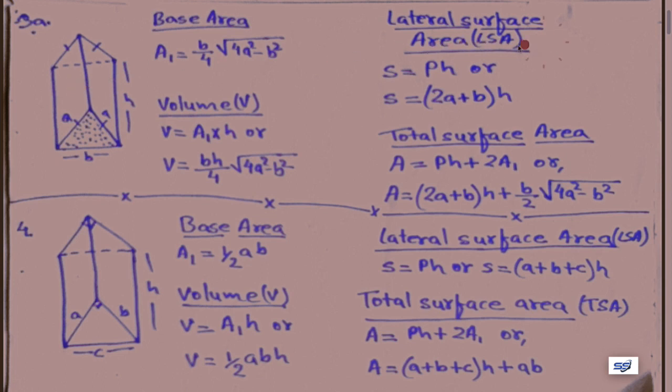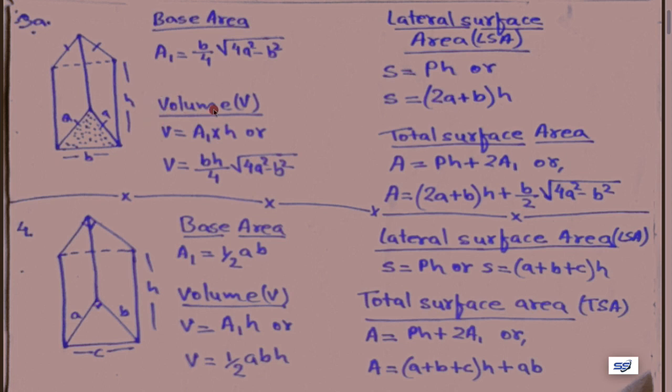Lateral surface area, or LSA, is also denoted by S. S is equal to P into h, or S is equal to 2a plus b whole into h. This is the formula for finding the lateral surface area of the prism.